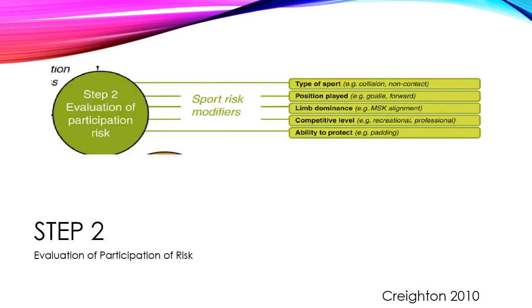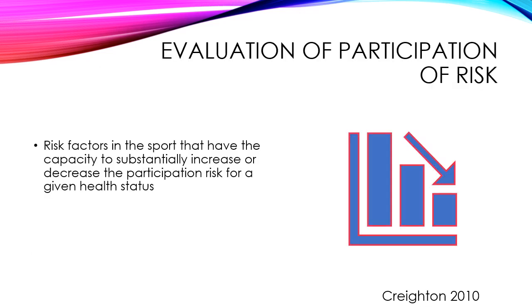Then once you take all those things into consideration from evaluating the health risk, you move into step 2, which is the evaluation of participation risk. So, sport risk modifiers. That's where you really want to evaluate the risk factors in the sport that have the capacity to substantially increase or decrease the participation risk for a given health status.